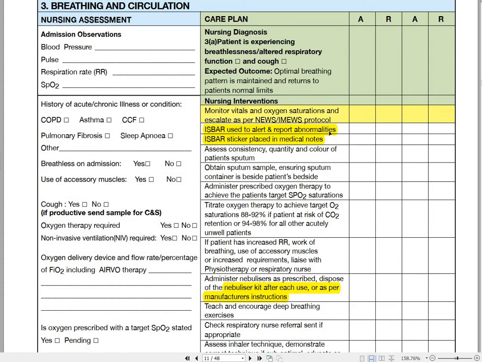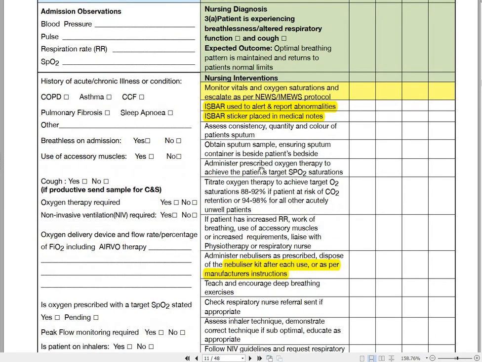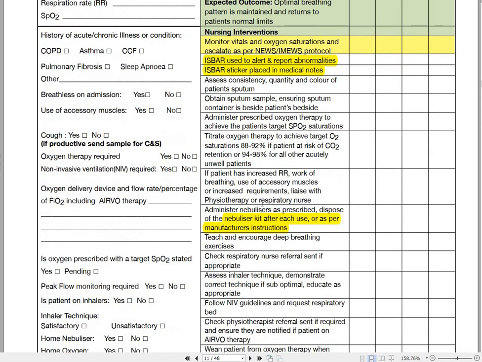ISBAR used to alert and report abnormalities. ISBAR sticker placed in medical notes. Assess consistency, quantity and colour of patient sputum. Obtain sputum sample, ensuring sputum container is beside patient's bedside. Administer prescribed oxygen therapy to achieve the patient's target SpO2 saturations. Titrate oxygen therapy to achieve target O2 saturations 88 to 92% if patient is at risk of CO2 retention, or 94 to 98% for all other acutely unwell patients.